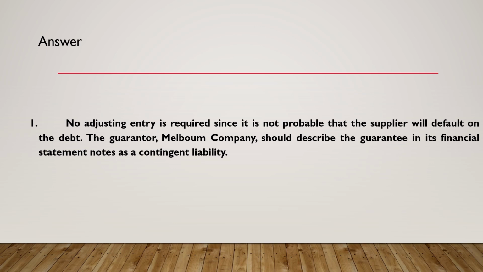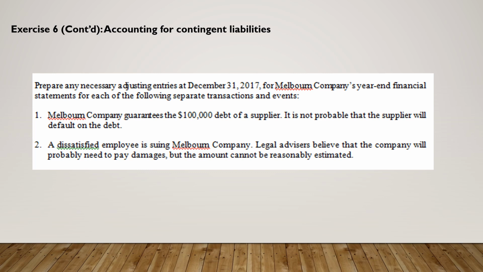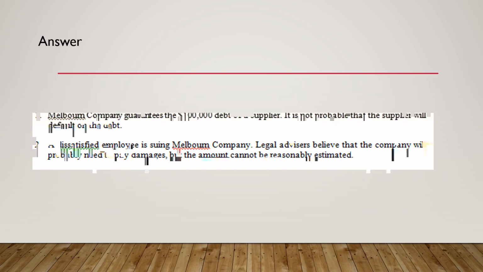Okay. Moving to number 2 in this exercise, a dissatisfied employee is suing Melbourne Company. Legal advisors believe that the company will probably need to pay damages, but the amount cannot be reasonably estimated. So here it is a contingent liability, and it cannot be estimated. So if the contingent liability cannot be estimated, no entry is required. However, just a footnote. It needs to be just disclosed in the financial statements.